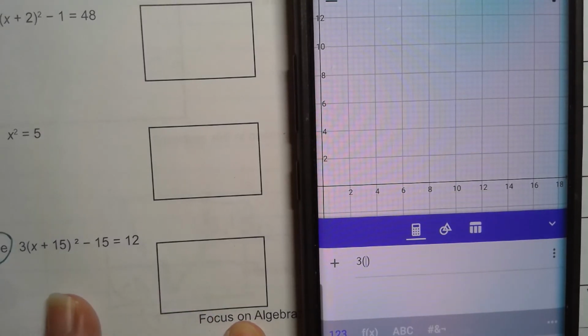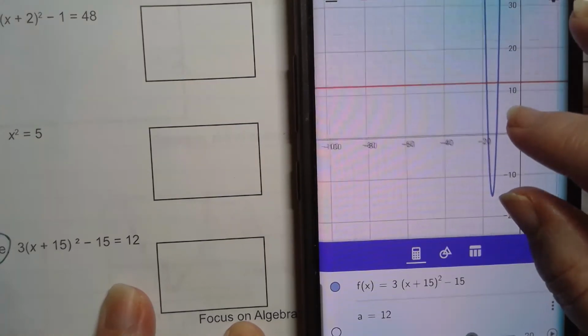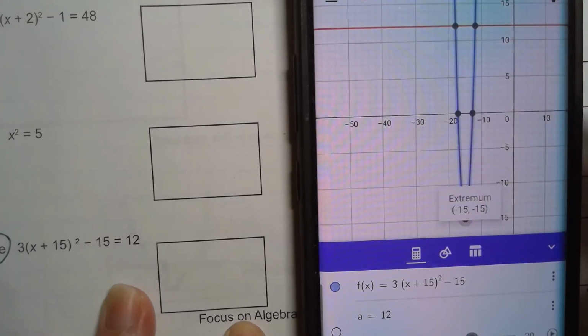All right, so this is my GeoGebra application on my phone. Like I said, it looks just like what it is on the computer, and I'm typing in exactly what I saw as this equation. So 3 parentheses x plus 15 squared minus 15. Now we can't put in equals 12, because otherwise it'll give us just a couple points. All right, now I also need to put in y equals 12, so I get that other function up here.